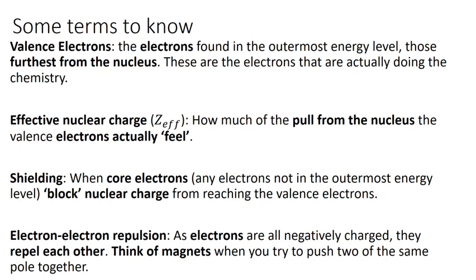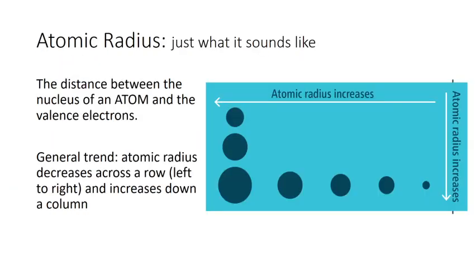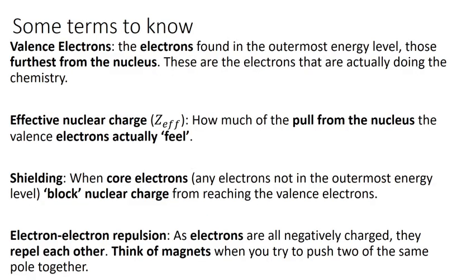And then the last one, electron repulsion. Just as with magnets, electrons, as they are all negative, repel each other, right? I think you have probably all tried pushing two magnets together on the same pole, and it's kind of tough to do. And that's what's going on with electron repulsion. They are actually pushing each other away because they have the same charge.